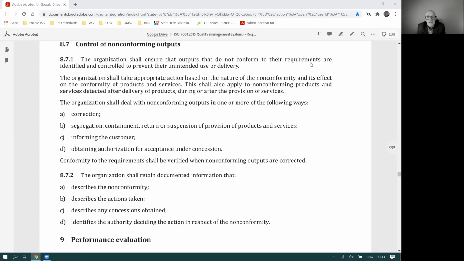D, obtaining authorization for acceptance under concession. This is obvious in the design arena. A graphic designer, for example, in a print organization for intent for printing, will have to make sure that if a particular design specification cannot be met, that the concession is documented and agreed by all parties before proceeding to print and so on. Conformity to requirements shall be verified when non-conforming outputs are corrected.